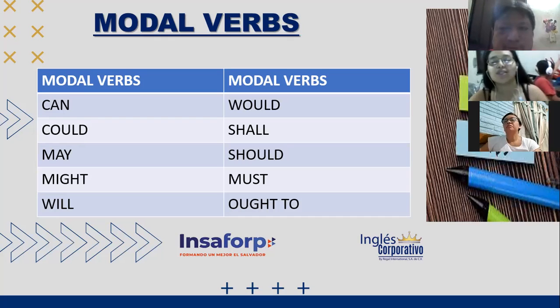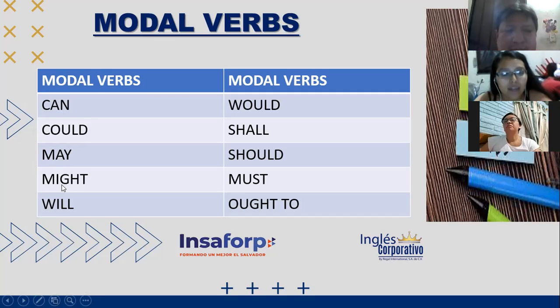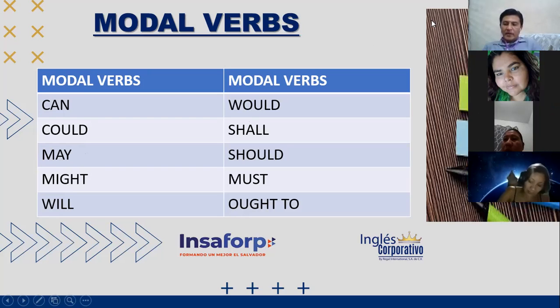Okay. So repeat it one more time, all over again. Okay. Can, could, may, will, would, shall, should, must, ought to. Okay, the number four, we do not say may and may. We say may and might, may and might. May, it is the number three, might, number four. Okay, thank you so much for participating, Reynaldo.